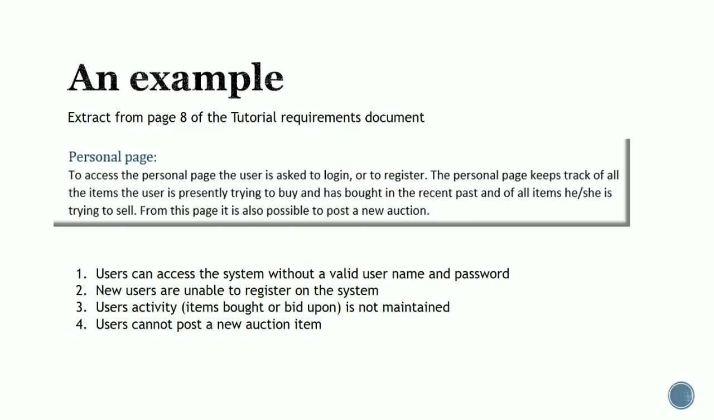From this page, it is also possible to post a new auction. Now, fairly straightforward, but what can go wrong? First, the user may be able to get onto the system without a valid username and password. They may be able to log in without a valid username and password. So we need to make sure the login process works.